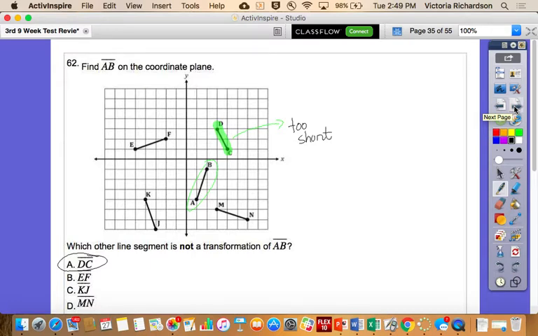62, find AB on the coordinate plane. So that's this one right here. If you notice, the length of this is across 3 blocks, and the one that's different is DC or CD because it only goes across 2 blocks. So it's too short, so your answer is A.